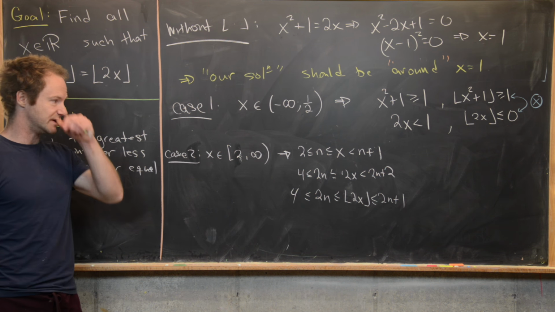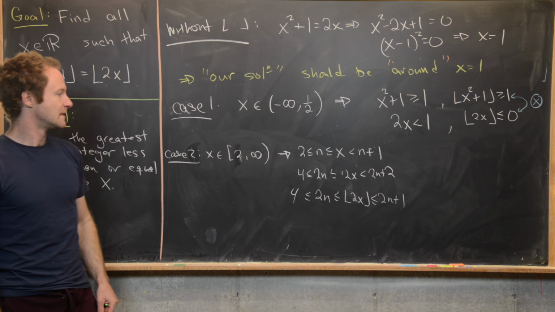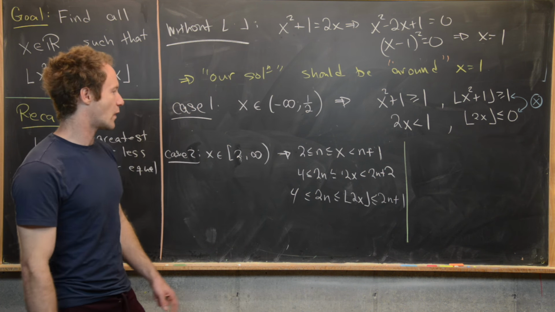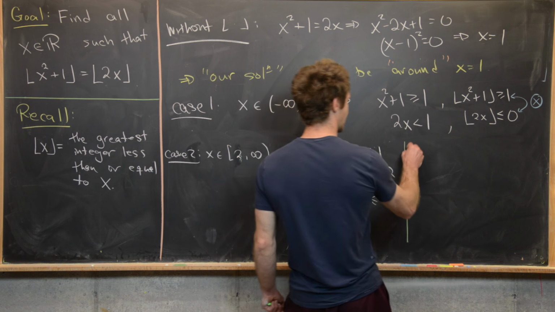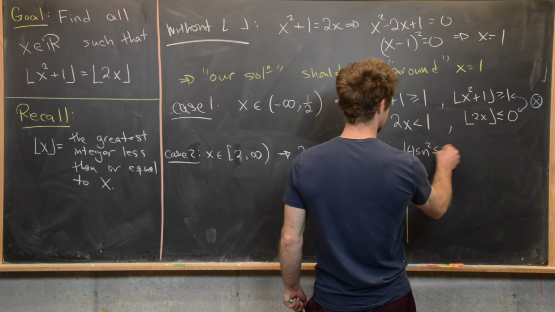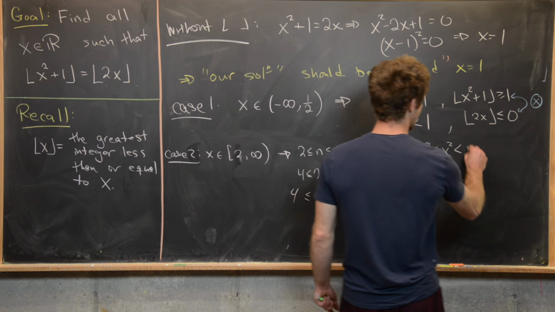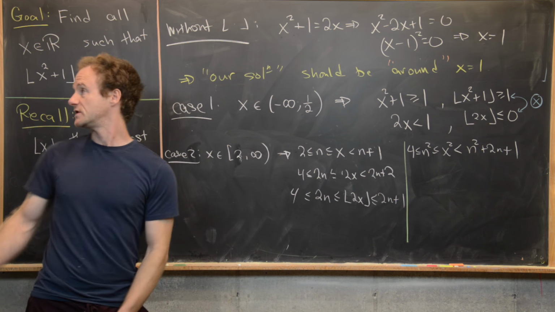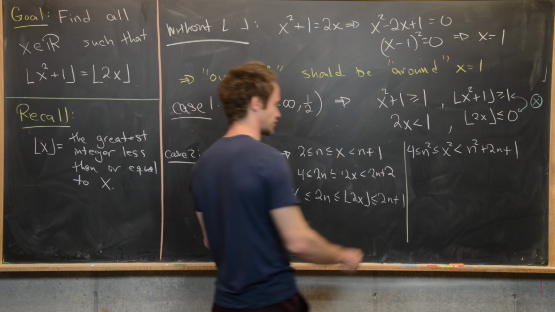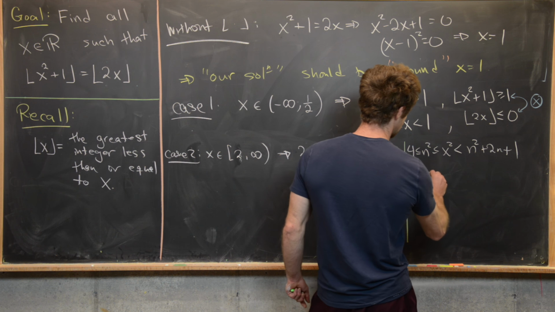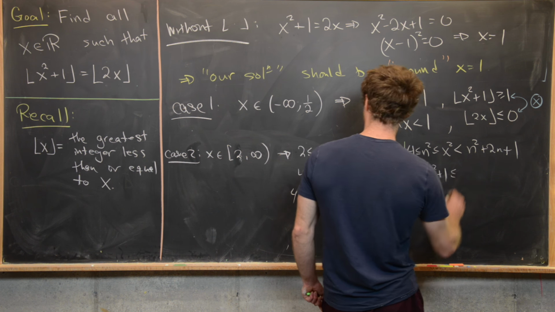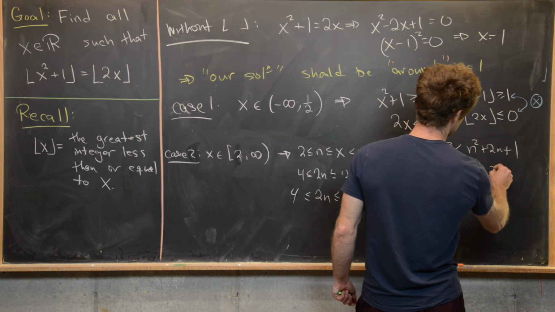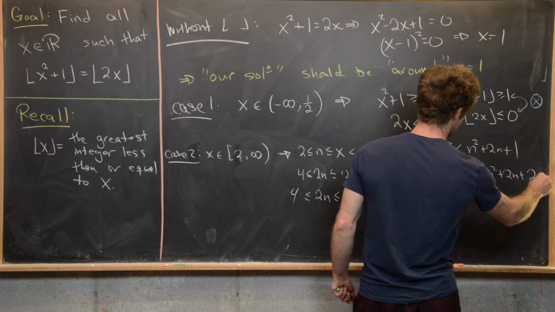Now, the next thing that we're gonna do is do a very similar calculation, but on our quadratic portion of this equation. But now we can square all sides of this inequality, and we'll have 4 is less than or equal to n squared, which is less than or equal to x squared, which is strictly less than n squared plus 2n plus 1. Now we'll add 1 to it to achieve this quadratic expression right here. So we'll have 5 is less than or equal to n squared plus 1, which is less than or equal to x squared plus 1, which is less than n squared plus 2n plus 2.